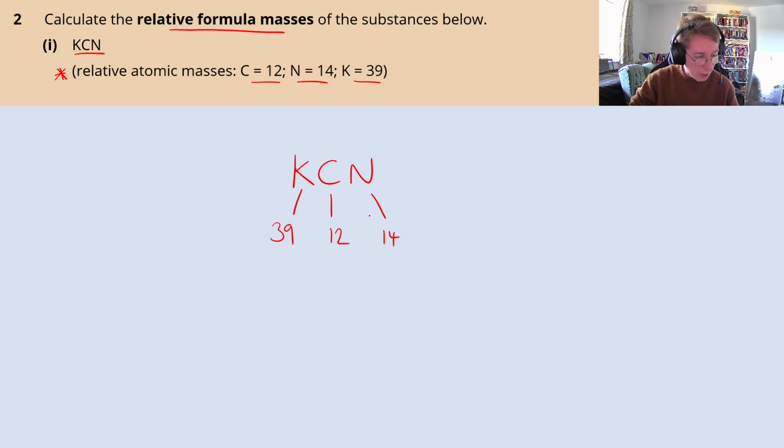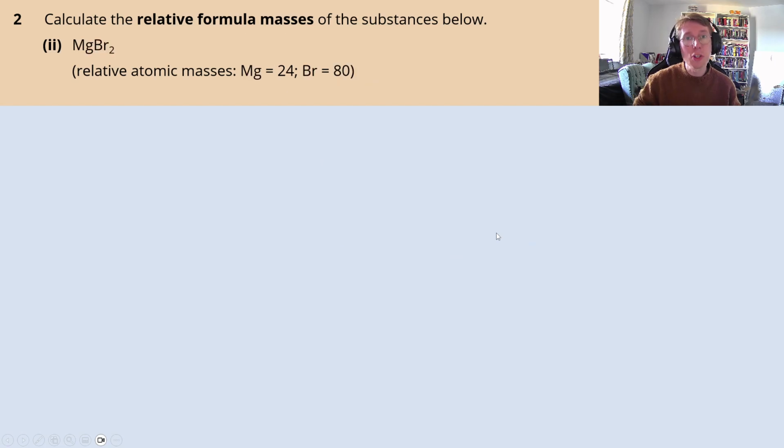So what we're going to do is add all of those numbers together. So 39 plus 12 plus 14, you put that into your calculator, you get an answer of 65. If you do that, that will net you 1 mark in the exam. Okay, so that's a nice simple example of calculating relative formula mass. So we move on to part 2.